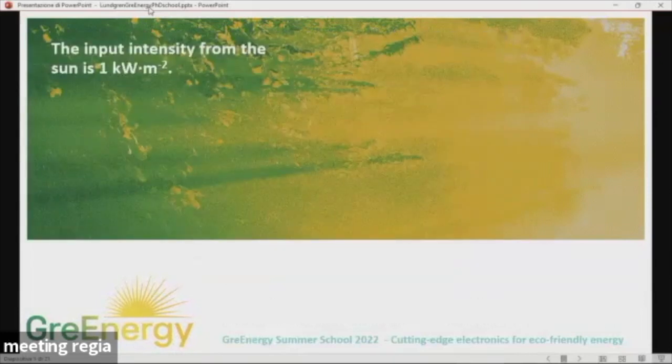So we know something about the input power. Maybe we don't know that much yet about what will be required at the output, so what kind of application we would be looking at, but we know that what comes in is on the order of kilowatts per square meter.